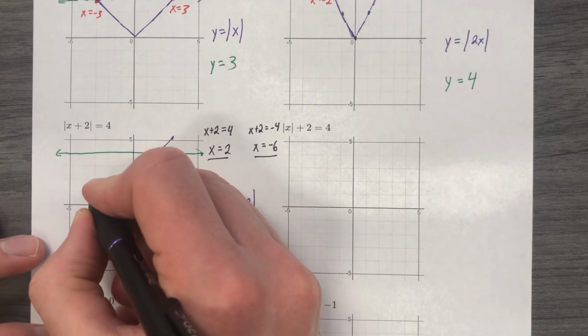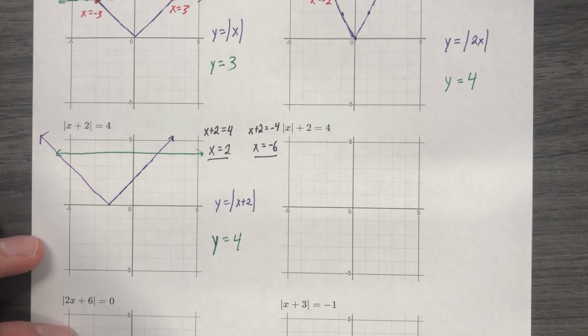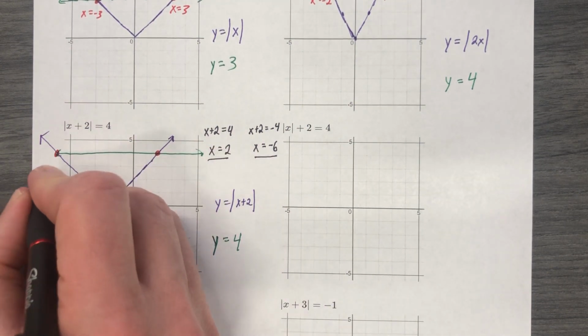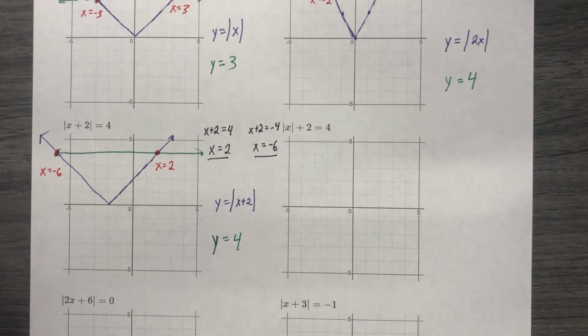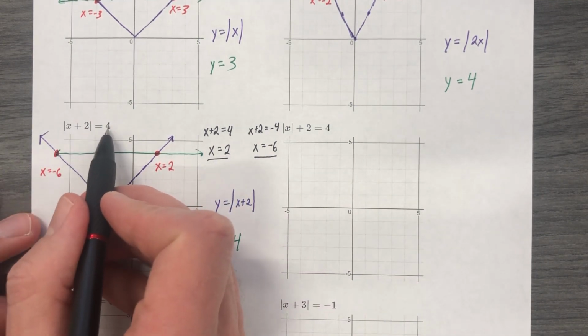And so they intersect, these two functions intersect here and here. And like I said, this one runs off the graph, but it's at negative 6 and at positive 2. Okay, so here's the algebraic strategy one more time. Set the absolute value equal to the positive and negative.